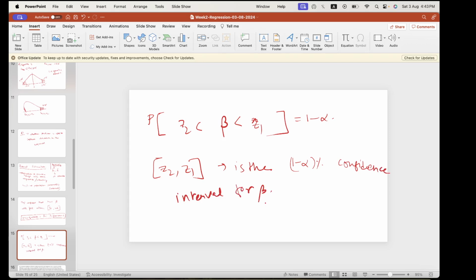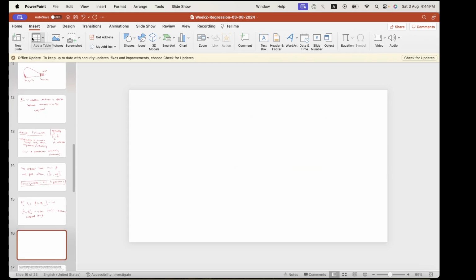Okay, so this is something we learned. We'll solve a few problems on this and then our doubts will get cleared. And apart from that, what did we do in week 2? We also extended to a multivariate setup.